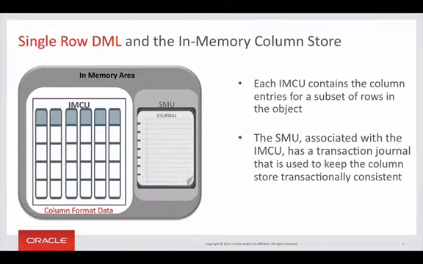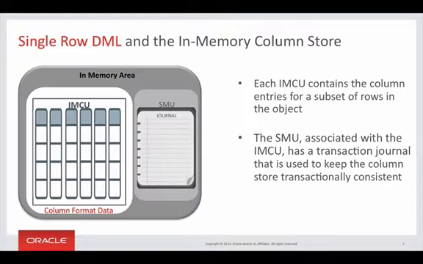If we drill into it, what we'll actually see is that each table is broken up into multiple IMCUs. Each IMCU contains the column entries for a subset of rows within that table. Each IMCU has a corresponding SMU, and within that SMU, you'll find something that we call a transaction journal. That's used to keep the column store transactionally consistent during DML operations.